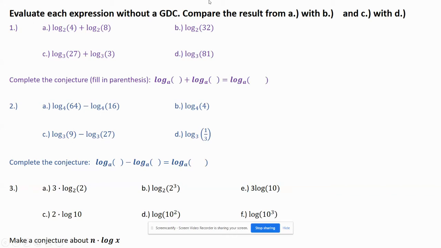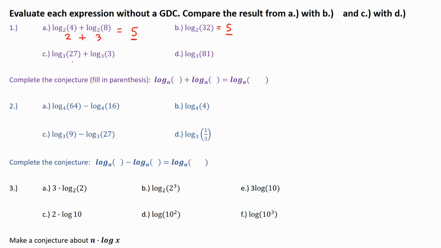In this video I'm going to go through how we discovered the properties of logs. We're going to evaluate each expression without a calculator and just compare some things and see what we find. So first one, log base 2 of 4 is 2 plus log base 2 of 8 is 3. So this expression will be 5. Remember, we're asking 2 to the what power equals 4 and 2 to the what power equals 8. And if we compare with this expression, 2 to the what power equals 32 is 5. And so this isn't a coincidence that these are the same.